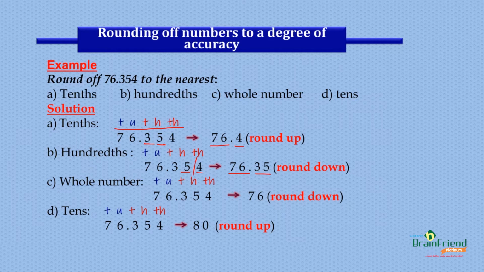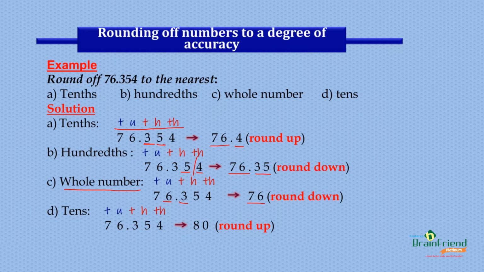For the third part of this example, we are expected to round off to the nearest whole number. Now, don't let the term here confuse you. Whole number is the same as units. So, the number 6 is our target, and the number to the right is 3. So we round down, and then our result becomes 76.